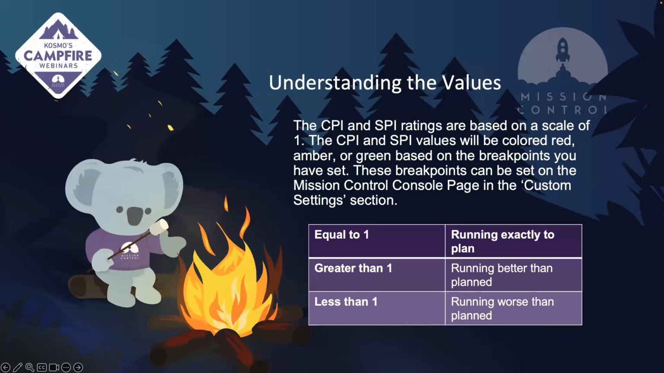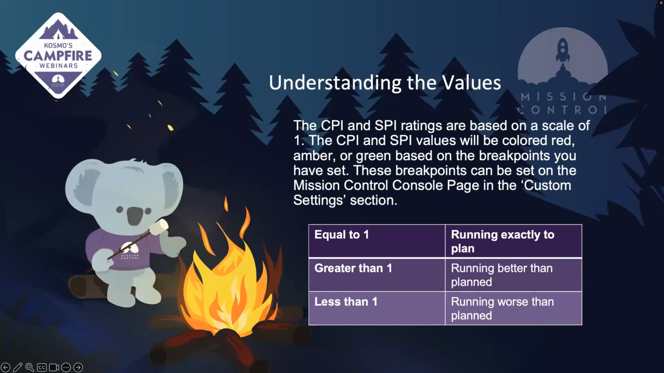And then lastly, if it's less than 1, then you're not getting the revenue that you're expecting when you're expecting to receive it. So the CPI and SPI values will be colored red, amber, or green based on the breakpoints that you set. So for instance, if I have a project that has a CPI of 0.7 or less, I want that to be colored red so that I can know that I need to action that project in some way.